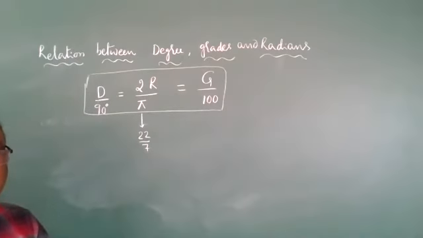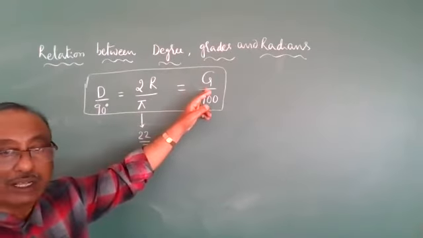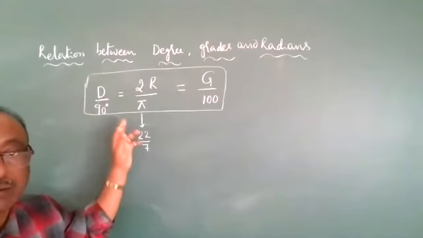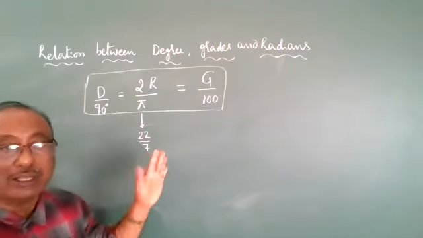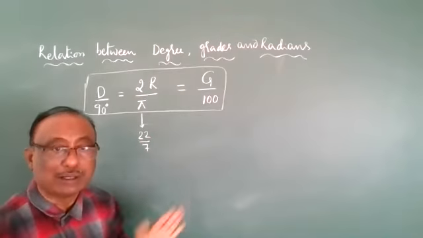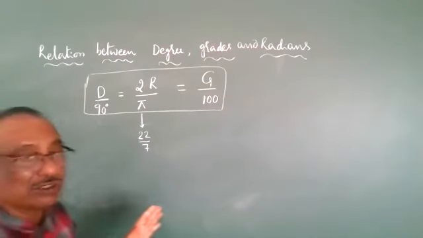One right angle is divided into 100 equal parts. One degree is divided into 90 equal parts. Radians is 2r by pi. This relation should be remembered.